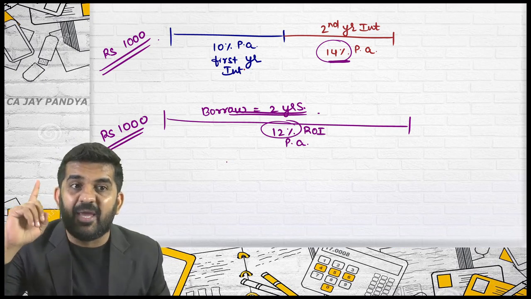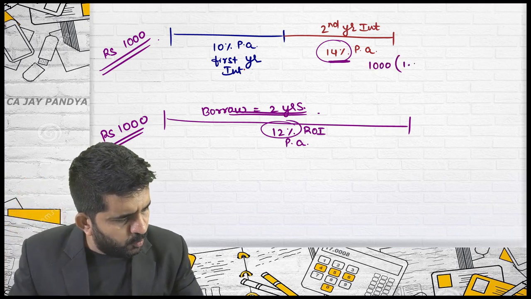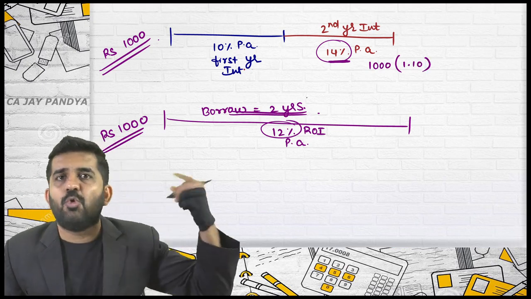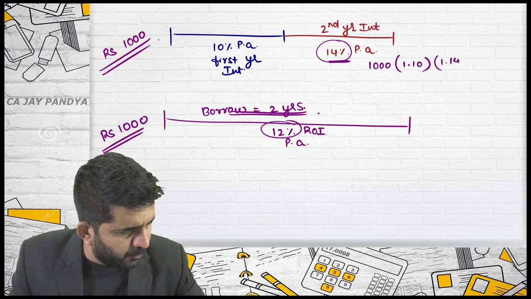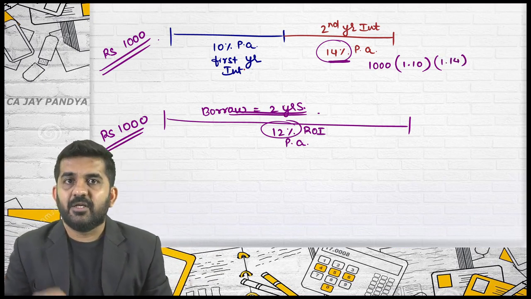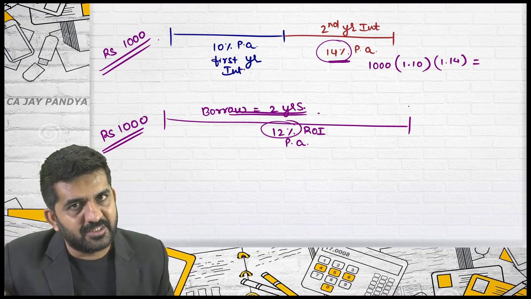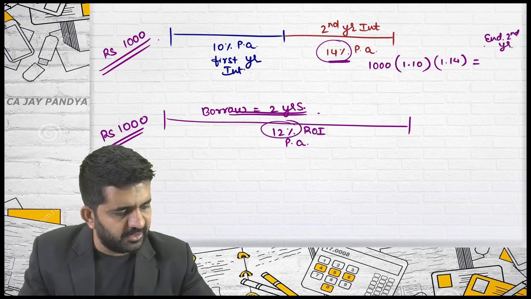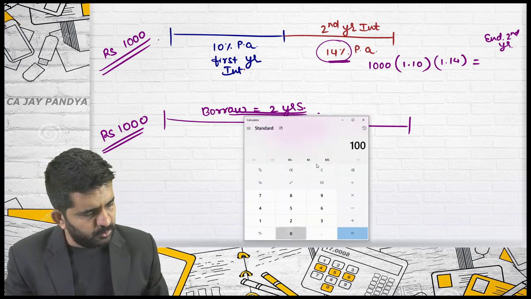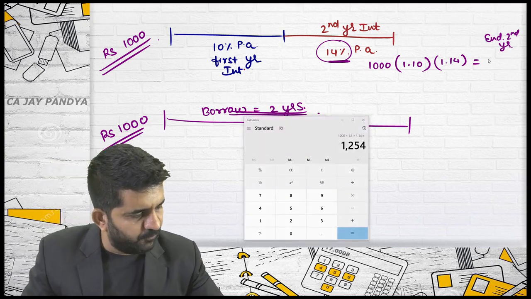See what amount you will be paying after 2 years in this case. It is 1,000 into 1.10 raised to 2. I cannot do it because 10% is not applicable for both the years. Into 1.14. Is it alright? This will be my answer, what I will be repaying at the end of second year. Is it right? See what is the answer? 1,000 into 1.1 into 1.14 is 1254.